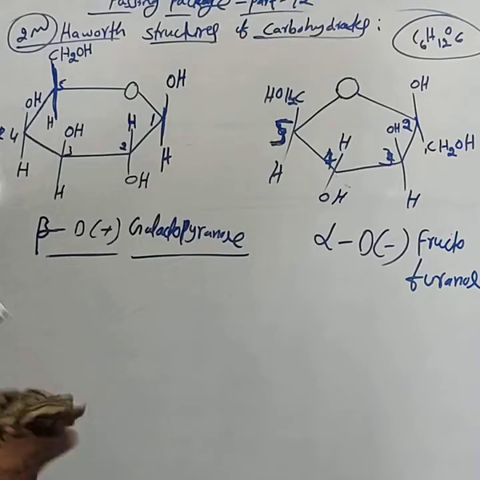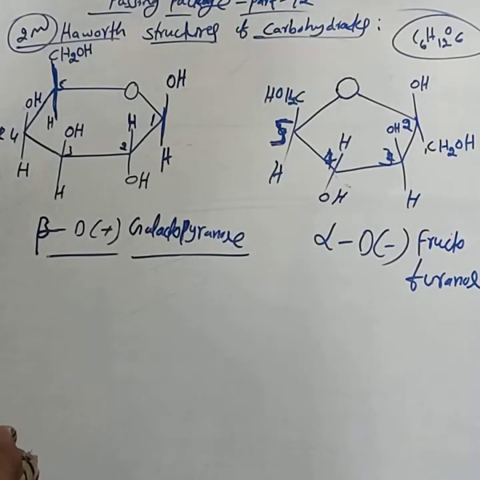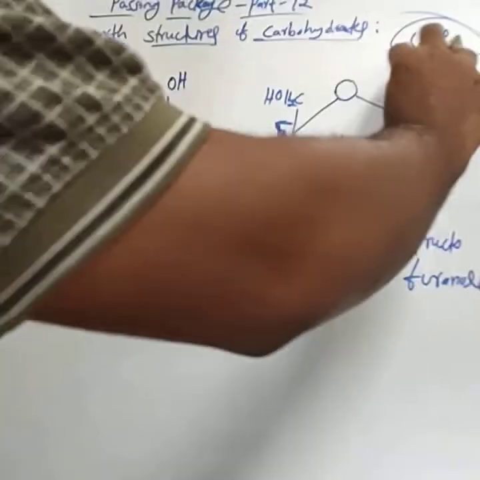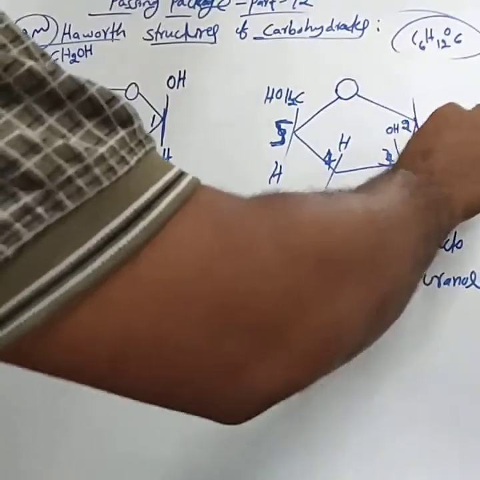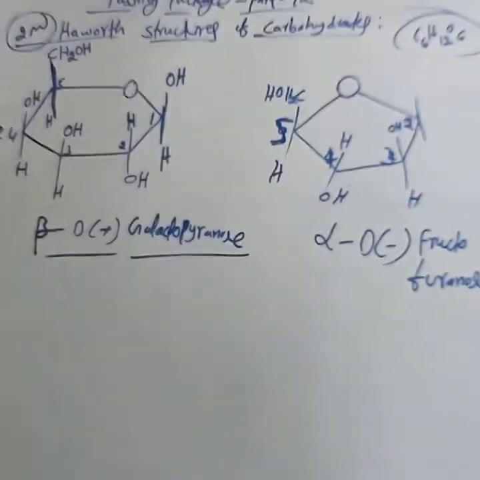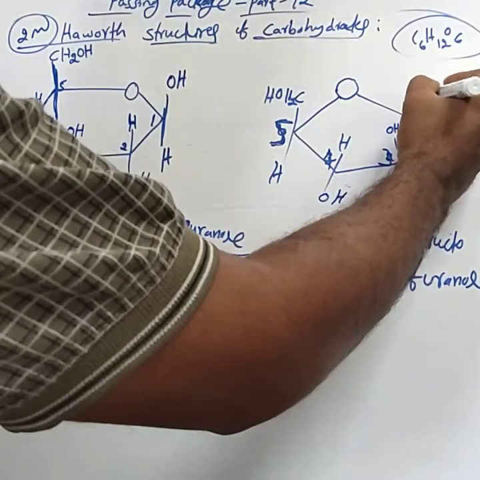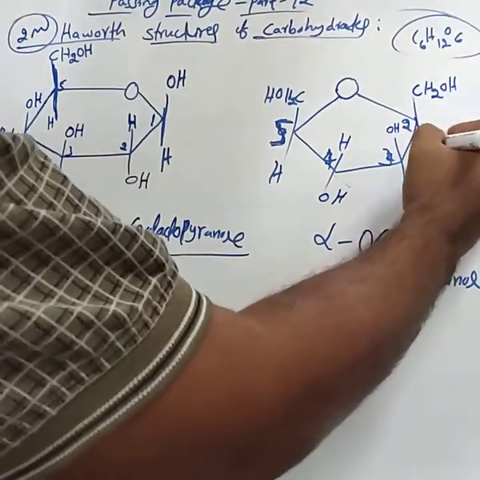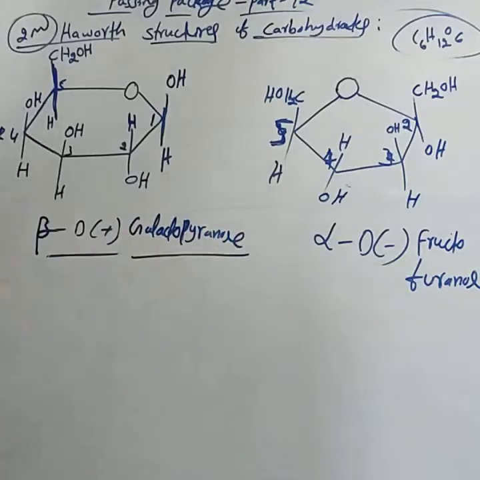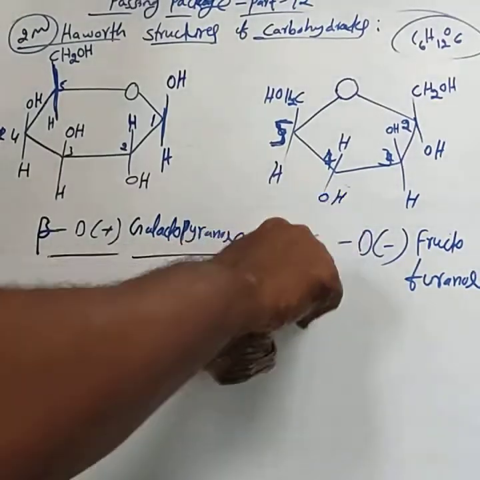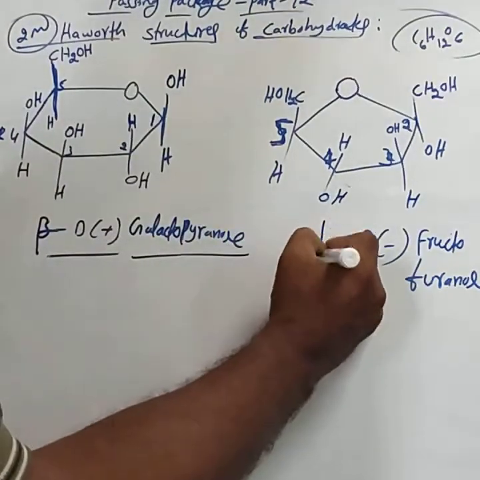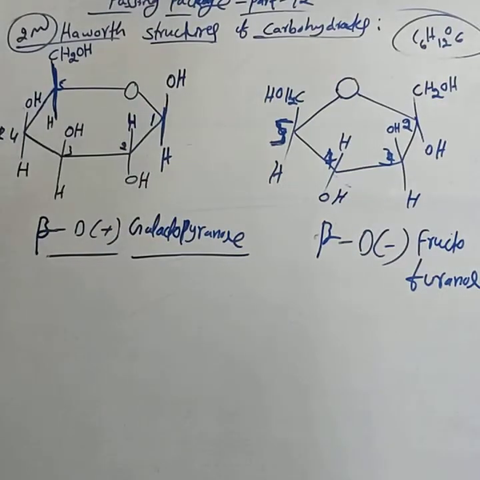By using alpha, you can write the structure of beta. To write the beta, again on the second carbon, interchange the OH and CH2OH. Above CH2OH, below OH, then it is a beta D minus fructofuranose.